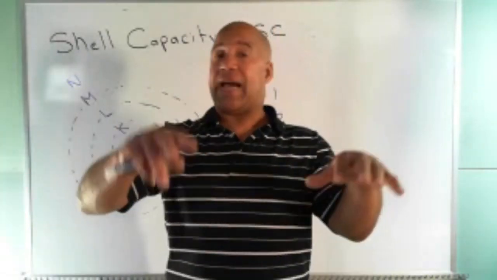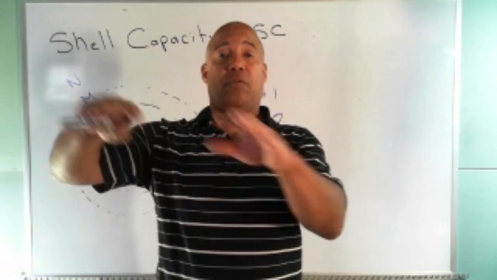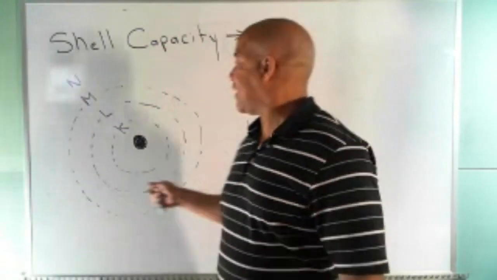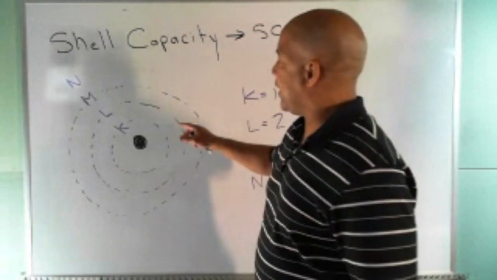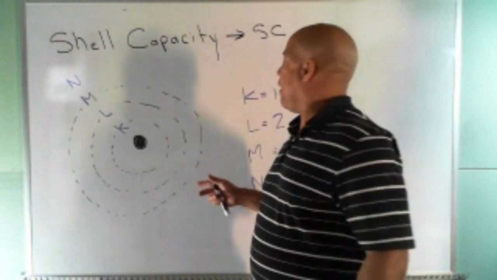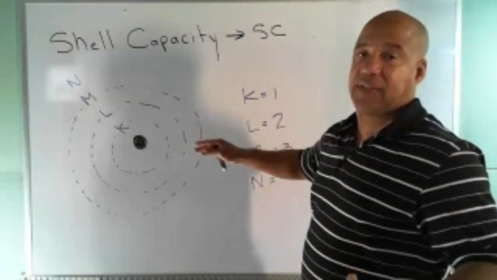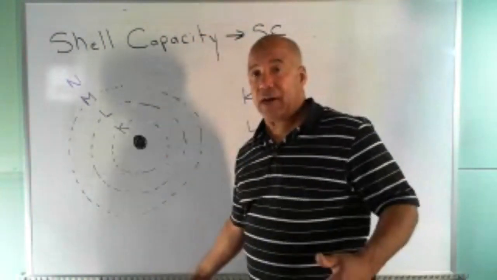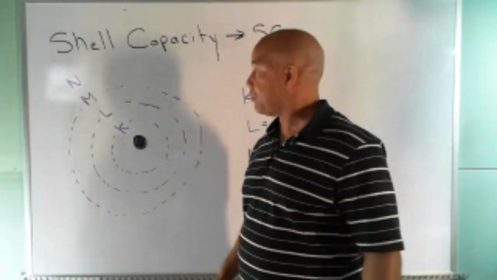When you fill it up, you got to stop pouring the water and move to a bigger bucket. This is exactly how this works. These shells can only hold a certain number of electrons. And when they're full, if you want to keep adding electrons to the atom, you have to go to the next shell. You got to go to the next bucket.